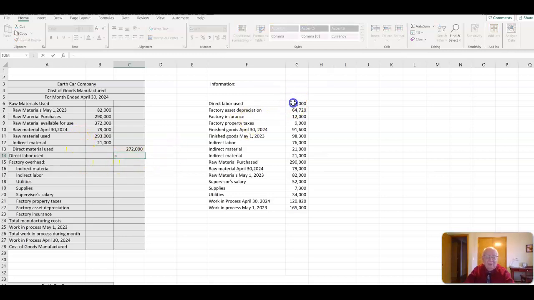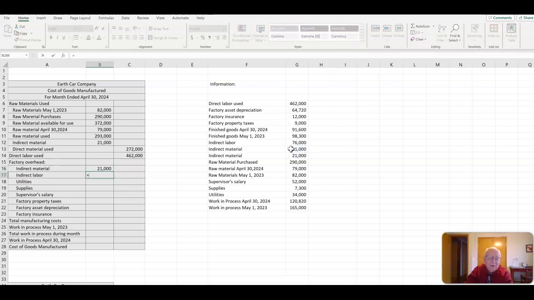Direct labor is 462,000. That was just given. Now that could be also, it could be total labor, and then it tells you how much was indirect labor. Then you just subtract them off, because that column there you want the direct labor used. And then we have our factory overhead, which I have listed here as indirect material is 21,000.